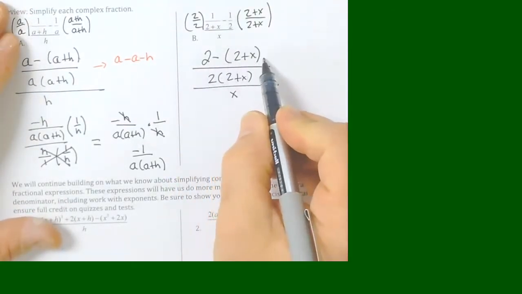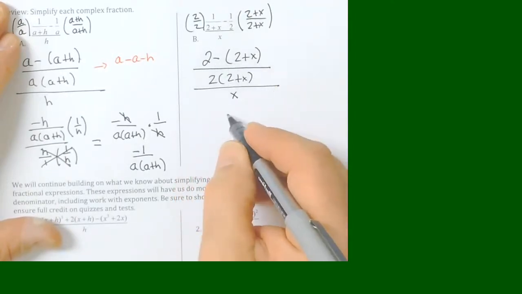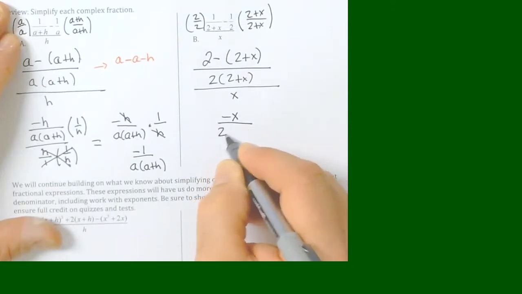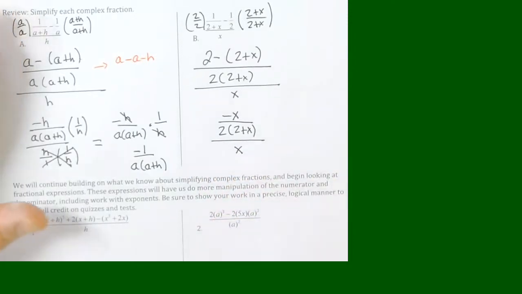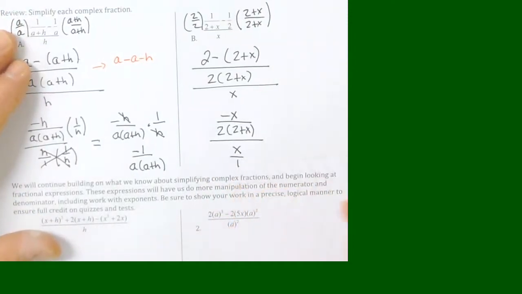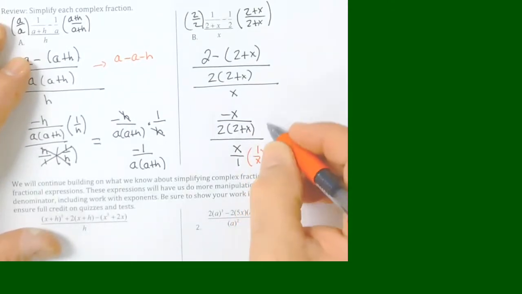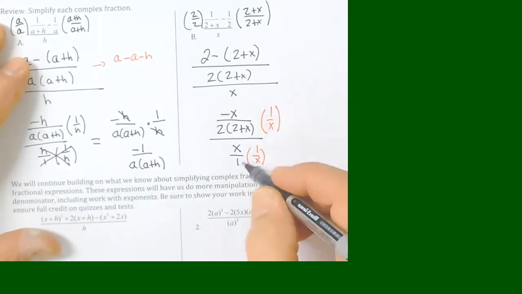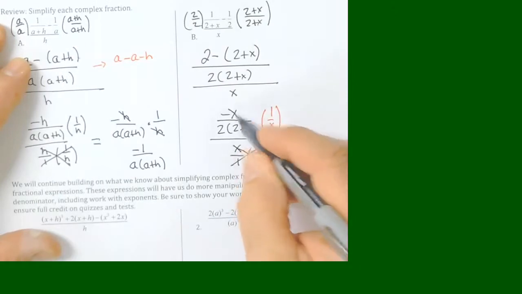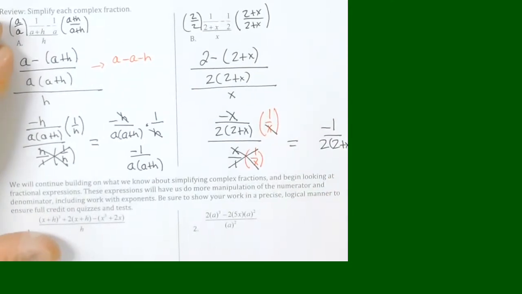2 minus 2 plus x subtracted gives us 2 minus 2, 0, minus x, negative x over 2 times 2 plus x, over x, which I'll write as x over 1. Multiply by the reciprocal, 1 over x, keeping things equal. Denominator goes away. My x's cancel. It gives me negative 1 over 2 times 2 plus x.